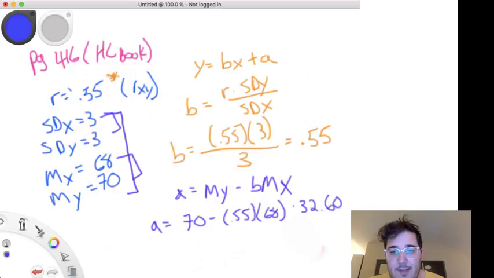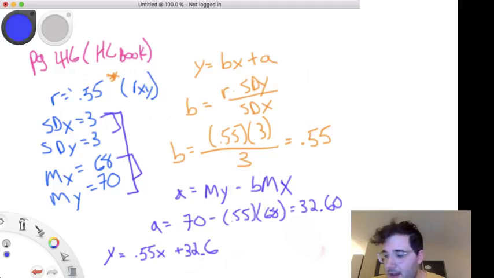So all these numbers, this is an example that's kind of done for you. It's in a blue box. I would recommend going through the chapters and working through all of the examples that are in these blue example boxes, because then you can test your math against the answers step by step. So here now we have an equation, y equals 0.55x plus 32.6.